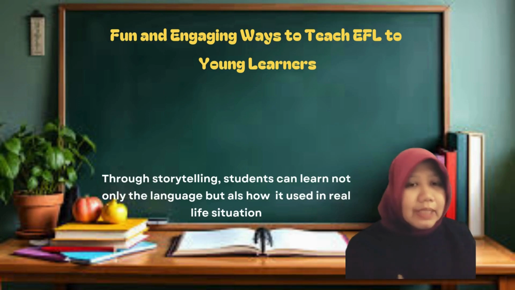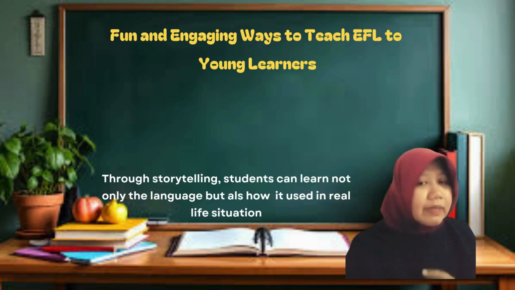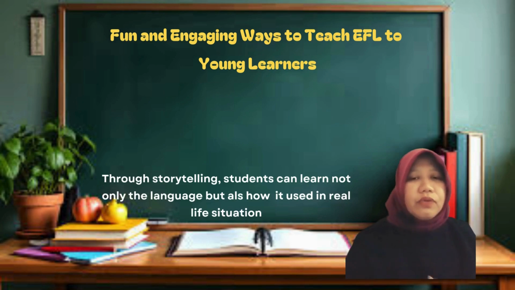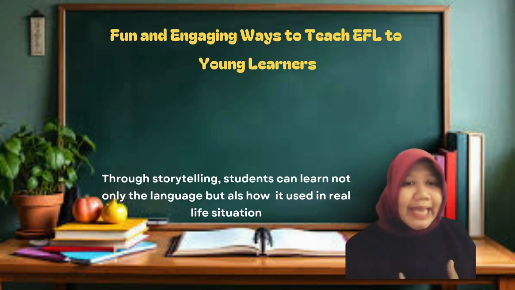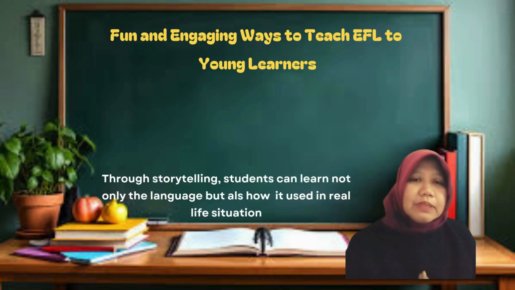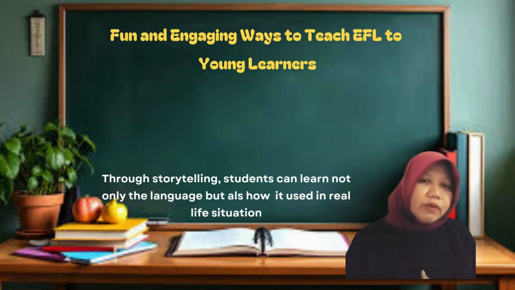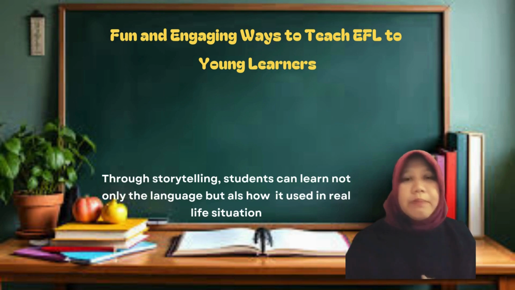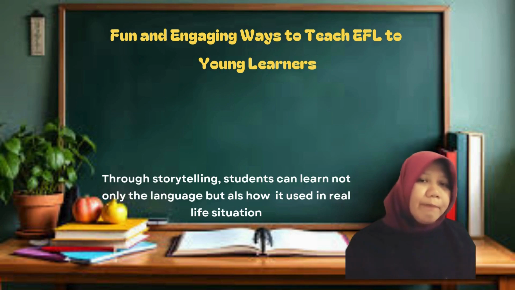To implement storytelling, you can use picture books or puppets to make the experience more interactive and visually appealing. After telling a story, encourage students to retell it in their own words or act it out. This helps them internalize the language and boosts their confidence in speaking. Some great examples of stories for young learners are The Very Hungry Caterpillar and Brown Bear, What Do You See? These books use repetitive and simple language, which is perfect for language practice.